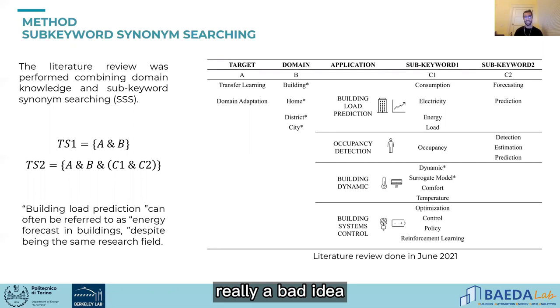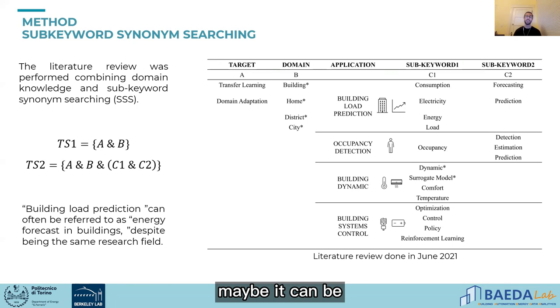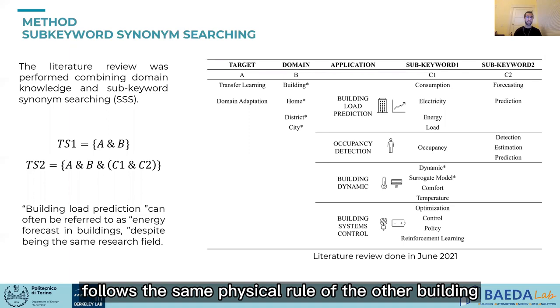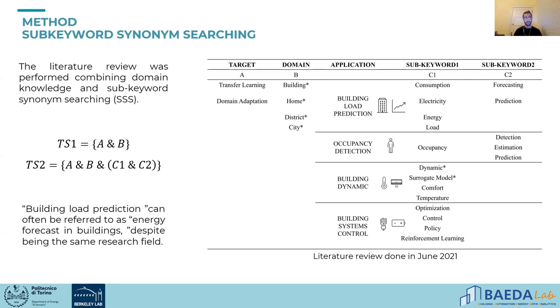In particular, the so-called negative transfer can happen, but I would say that it really depends on the data availability that you have. So if you have really poor data on the target building, maybe it can be more helpful to use a source building with like 1 year of data and then apply transfer learning, because the building thermal dynamics, even if slightly different, follow the same physical rules as the other building. While for a neural network starting from scratch, a single week of data may be too little to fully understand the physical laws that control the behavior of the building thermal dynamics.